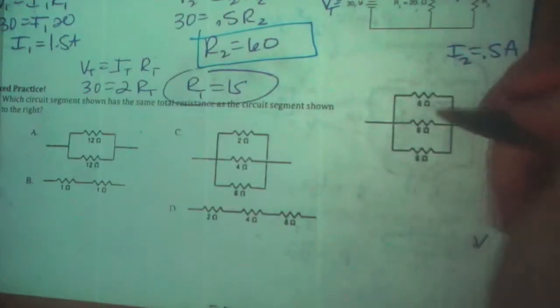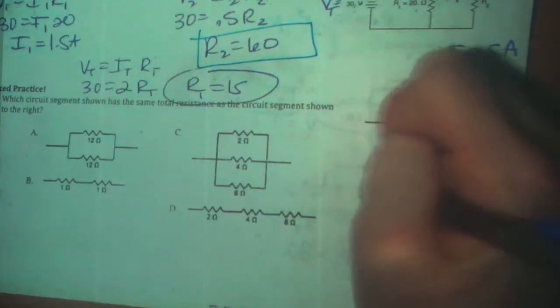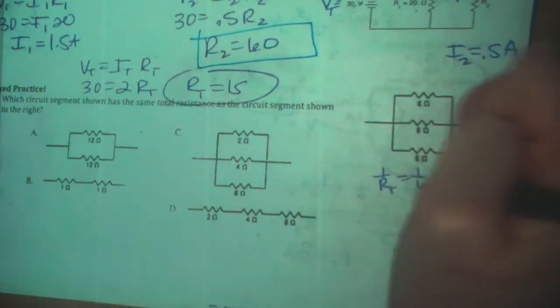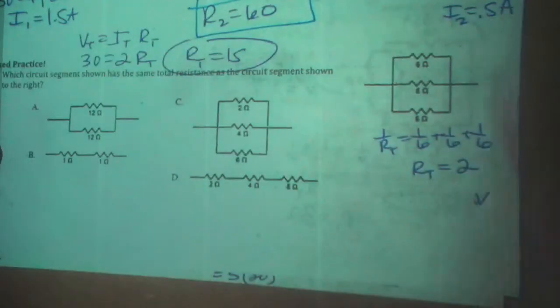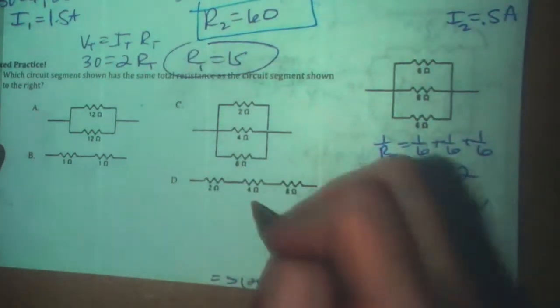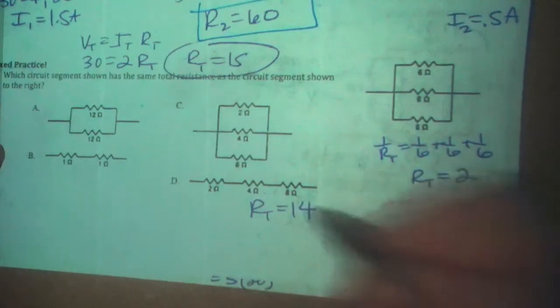Well, this is 6 ohms, yeah. 1 over R total equals 1 over 6 plus 1 over 6 plus 1 over 6. That gives me a total resistance of 2. Here, they just add up, obviously. That would give me a total resistance of 14.